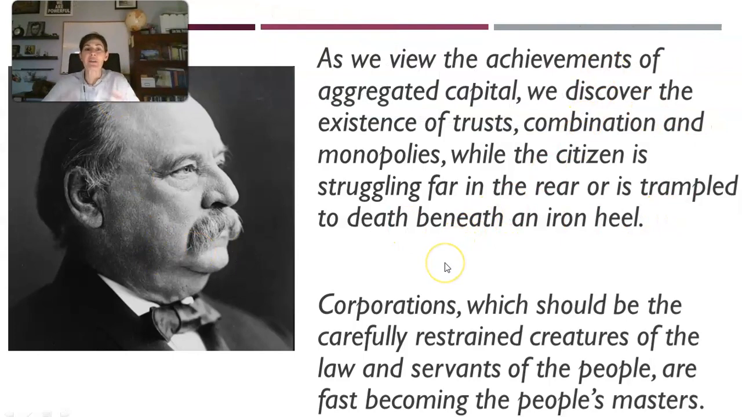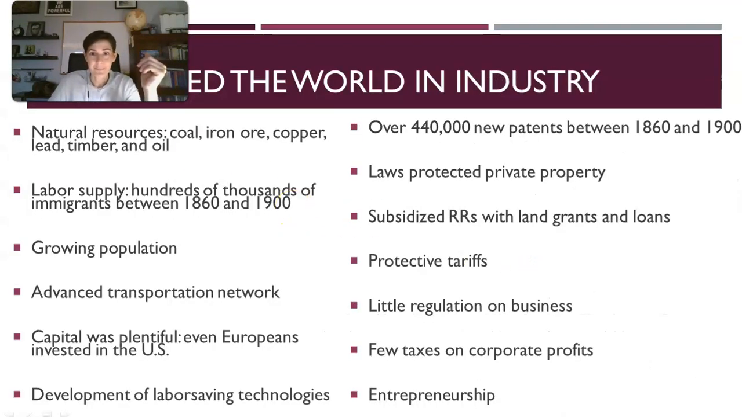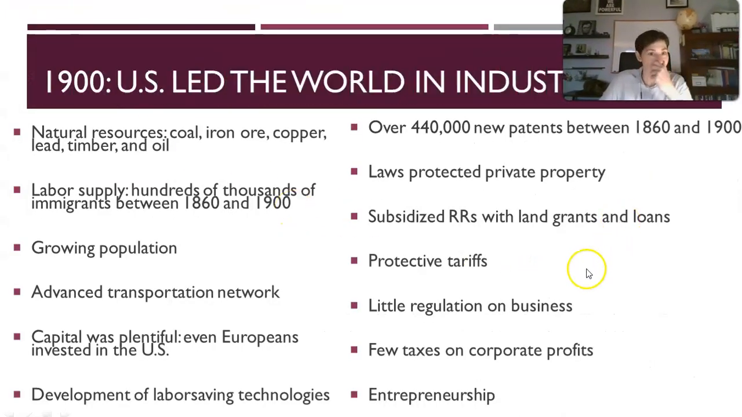As we view the achievements of aggregated capital, we discover the existence of trusts, combination, and monopolies, while the citizen is struggling far in the rear or is trampled to death beneath an iron heel. Corporations, which should be the carefully restrained creatures of the law and servants of the people, are fast becoming the people's masters. Okay, and this just symbolizes the significant problem that the trusts were causing in the American economy and larger American society.